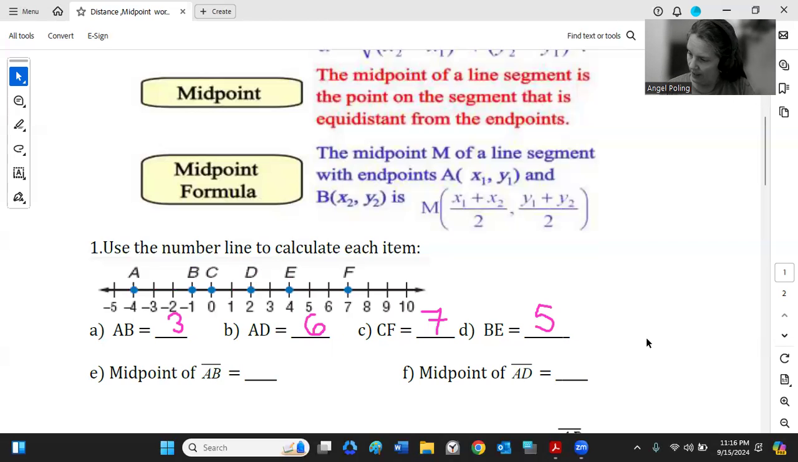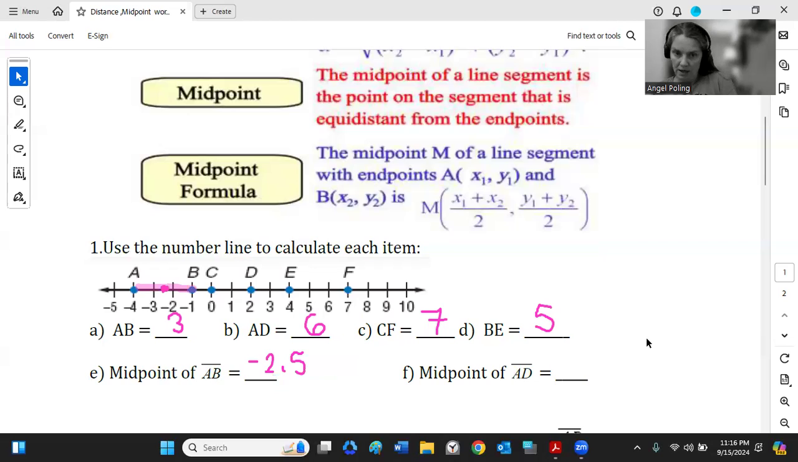So let's look at A to B. And then halfway from A and B coming in is right halfway between the -2 and the -3. So -2.5.